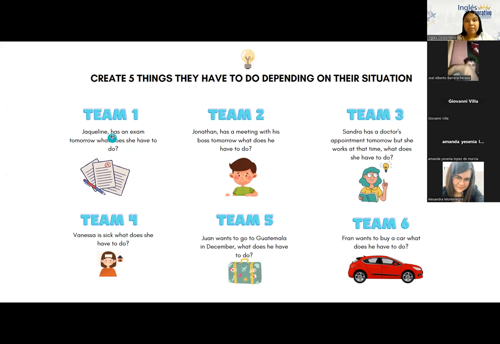So, for example, Jacqueline has an exam, ok. Jacqueline has an exam tomorrow. What does she have to do? ¿Qué tiene que hacer ella? Va a usar las estructuras que hemos aprendido el día de hoy. ¿Ok? Va a escribir al menos una respuesta por cada situación. Hay 6 situaciones. ¿Ok? So, si quiere elegir una situación en específico, tiene que escribir al menos 5 oraciones de esa situación. ¿Ok? So, Jacqueline has an exam tomorrow. What does she have to do? She has to study, she has to go to bed early, she has to make a summary about classes, she has to watch videos, etc.